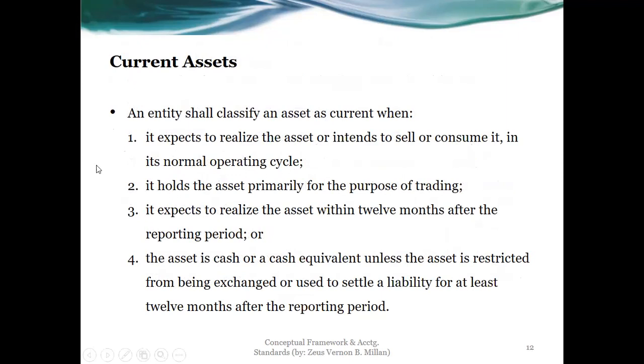So the point is that we have to know current. Otherwise, it will be difficult for us to really classify the items that are non-current because we just have two classifications, either current or non-current. First one is expected to be realized, meaning this is on the inventories that we sell. Second is for the purpose of trading, so buy and sell, for example, inventories. Three is expected to realize the asset within 12 months or less, or a cash or cash equivalent that is not restricted from being exchanged or used to settle a liability for at least 12 months. So meaning the asset can be used for 12 months or less, like that cash or cash equivalent.